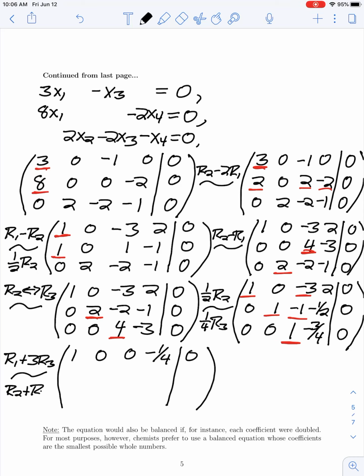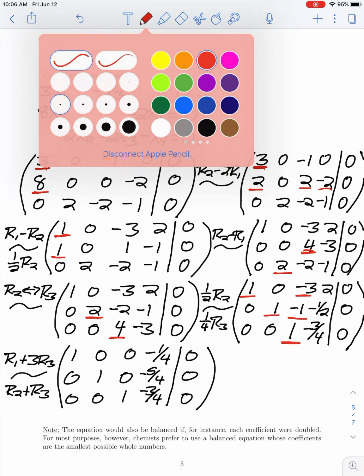All right. Now for my second row, to kill off the -1 in that third column, I can take row 2 and add row 3 to it, which gives me 0, 1, 0. And then I'm adding -1/2, which would be 2/4, and -3/4, leaving me a -5/4 and 0. And then my last row, I'm going to leave alone as 0, 0, 1, -3/4 and 0. So this is now in reduced row echelon form.